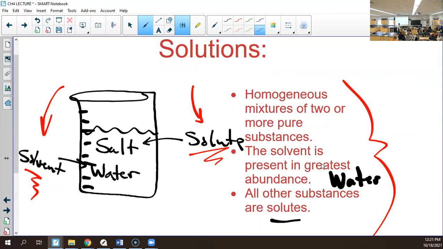All right, solutions. We haven't talked about solutions yet, right? Make sure you never forget what a solution is, because this is probably a 3-week-long unit, and we're talking about solutions. So if you don't know that word, it's going to be a struggle.